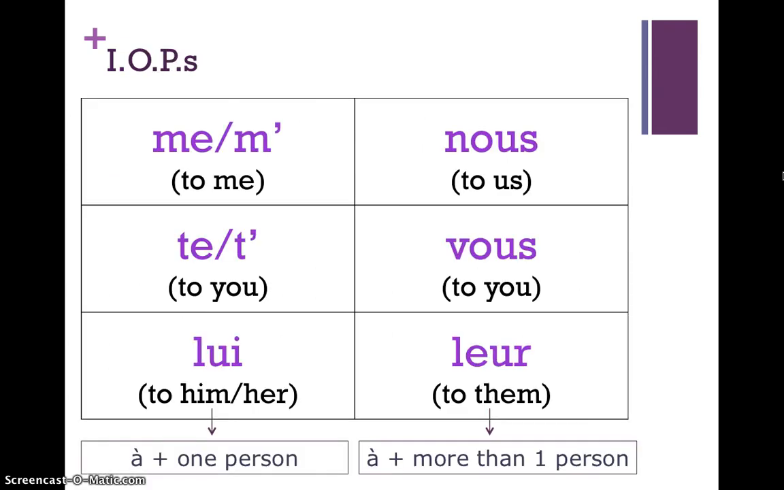Here are the IOPs in French. You'll notice that me, te, nous and vous are the same as the DOPs, but it's for lui and leur, those are the ones that are different. If you want to say to him or her, no matter what the gender is, if it's a plus one person, we replace that with lui. If it's more than one person, meaning to them, we use leur.